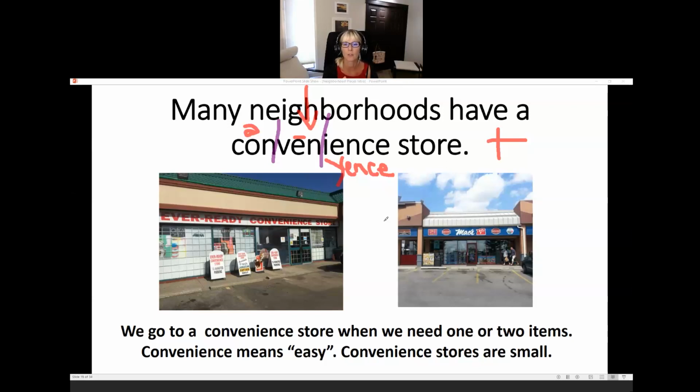Convenience stores are small stores. We go there when we need 1 or 2 items. Convenience is a big word that means easy. They are small. I don't go to the convenience store often. When I do, I buy 1 jug of milk, or maybe I buy a cup of hot coffee. I don't buy much at the convenience stores. They are more expensive than supermarkets. Many neighborhoods have a convenience store.